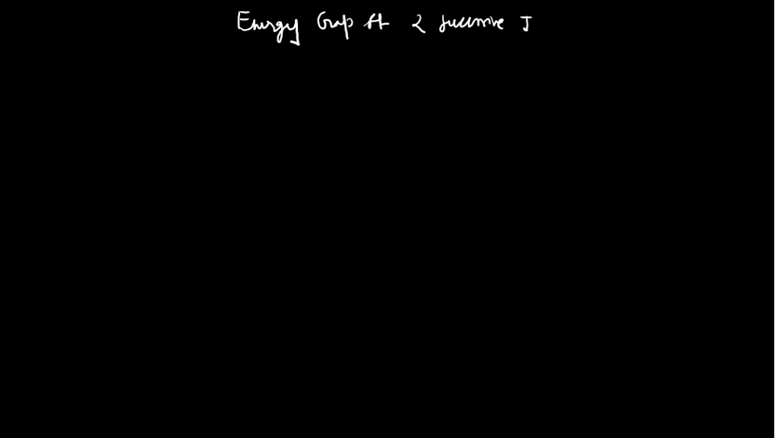Two successive j values. So how are you actually getting that particular formula? See, you know, the energy difference you can simply write in terms of the wave number. There is no problem in that.